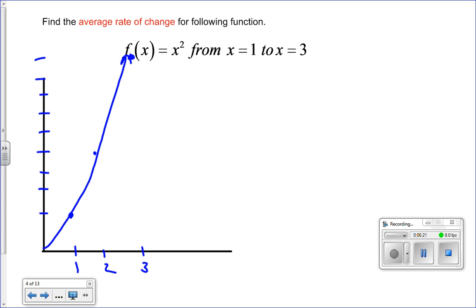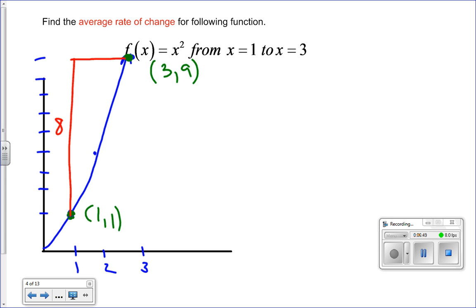And so what our rate of change looks like is from 1, 1 to 3, 9. These are 2 ordered pairs on my graph. So your average rate of change is still looking at how much I have to rise versus how much I have to run. And so it looks like we have to rise from 1 to 9, which is 8, and we're running from 1 to 3, which is 2. So it can't be a slope because it's not a straight line.